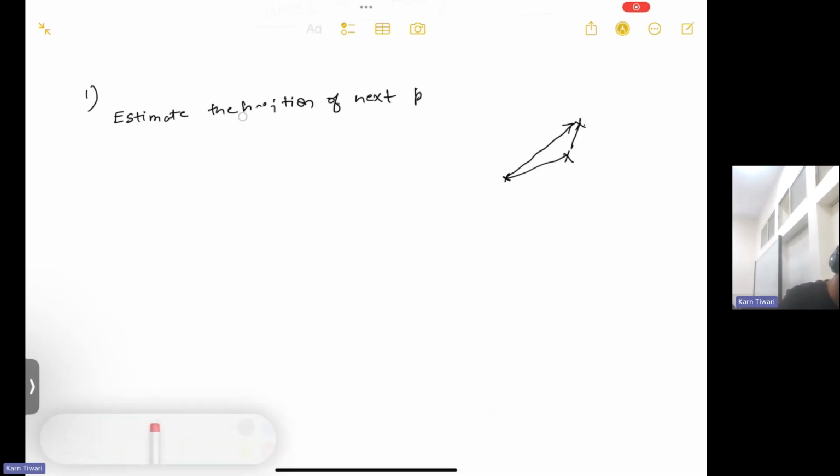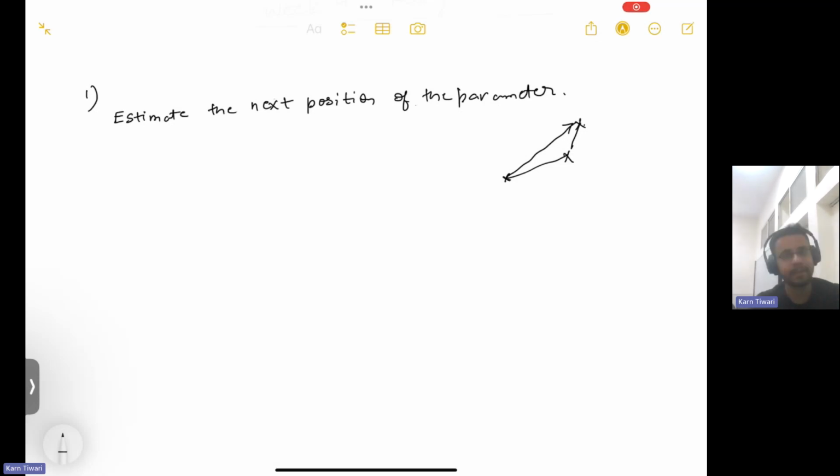Let me rewrite it properly. That estimate, the next position of the parameter. So in the nested gradient descent, it estimates the next position of the parameter and calculates the gradient of the parameter at that particular position. And the new position is determined using the direction we are at, then the next step gradient, then we take a combined thing. Okay. So that's the first question.